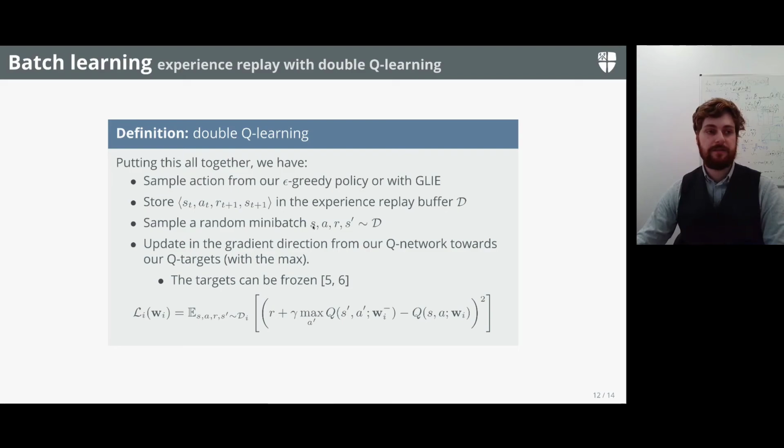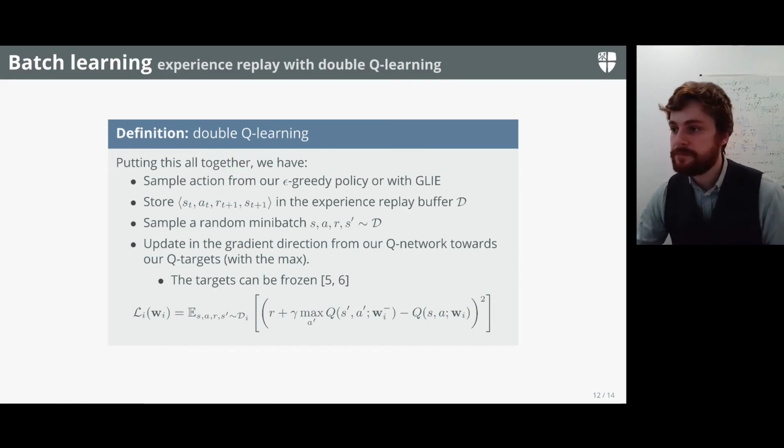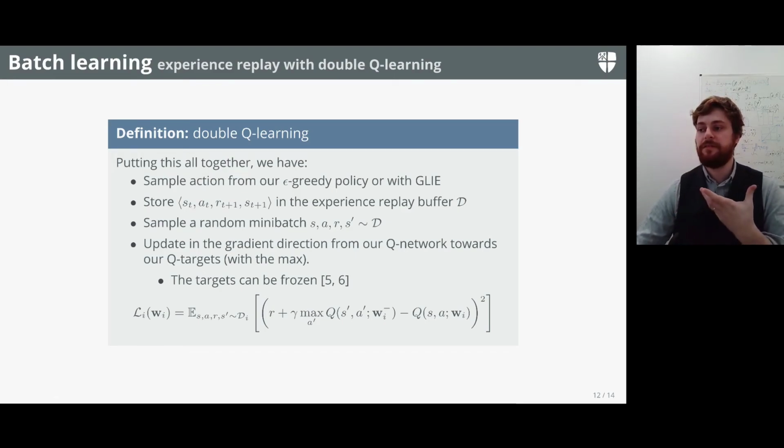So we sample uniformly in this case, or by some distribution, from a batch of data. And then what we do is we follow the negative direction of the gradient from our Q network towards our Q targets. And the Q targets are just the same, but with a max there, effectively, instead.